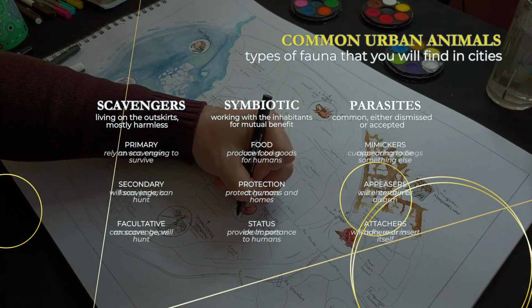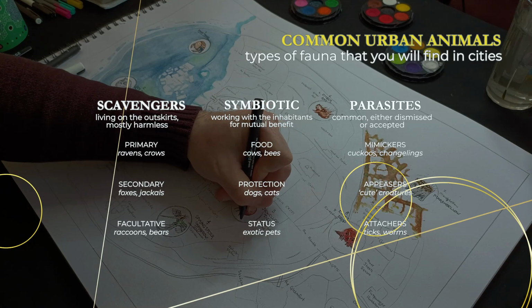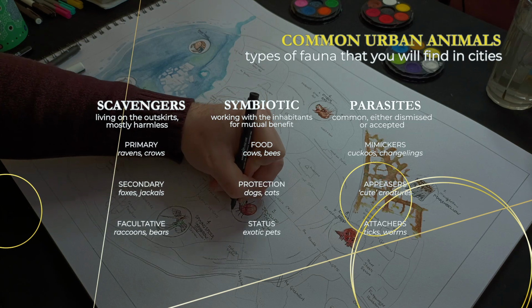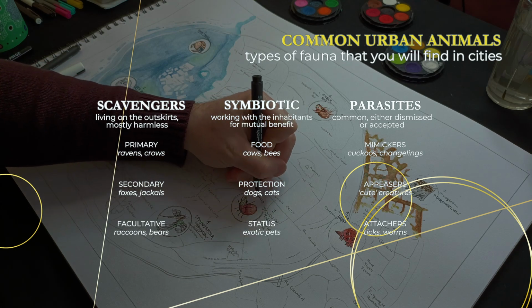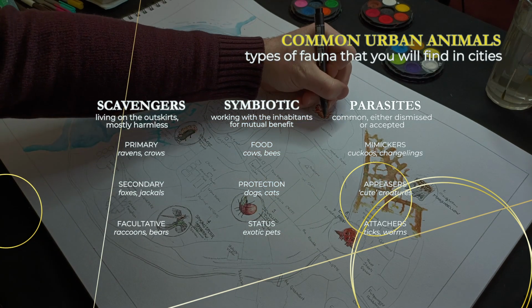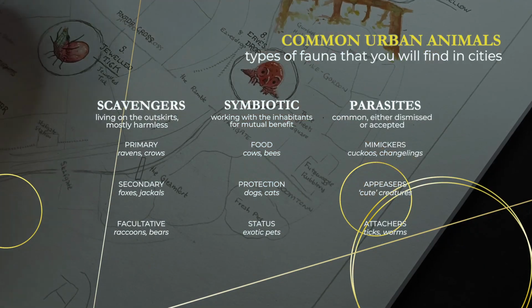So let's have a few examples of those. These are real life examples of all of these different kinds of animals that you can have in your campaign. And when I go through later on and I talk about the specific examples of the fauna that I've used in this map, I'll point out which of them fall into which categories on this map.